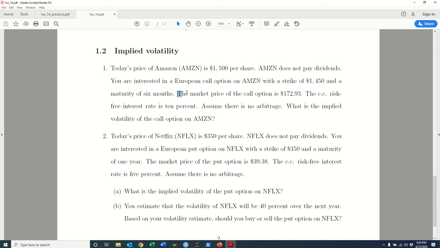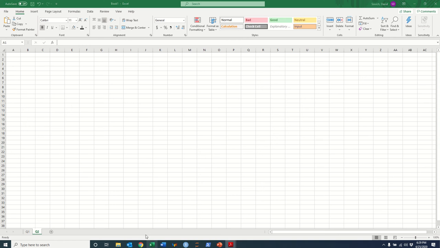The market price of this call option is given to you. The trader, say, quotes it at 172.93. The continuously compounded risk-free rate is 10%. There's no arbitrage, and we want to calculate the implied volatility of this call option on Amazon, or in other words, what is the volatility sigma that, given these inputs, sets the price of the option in the Black-Scholes model equal to the market price of 172.93.